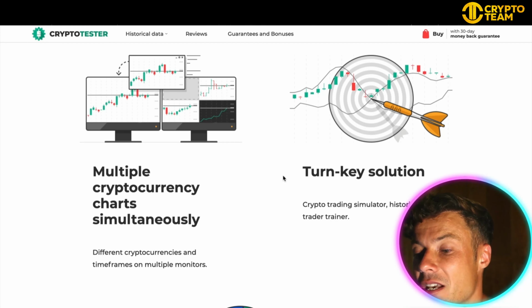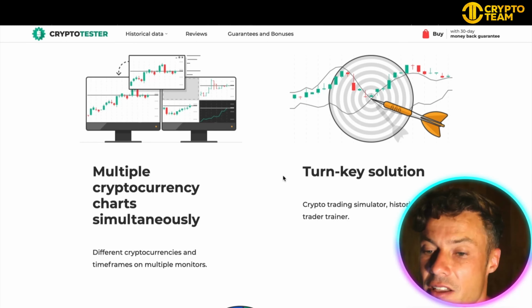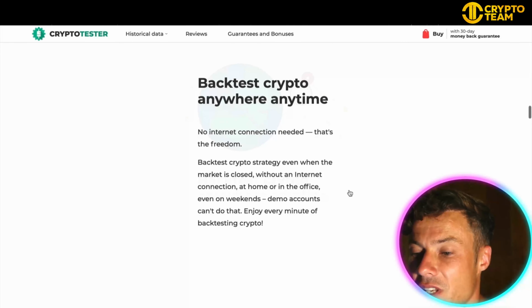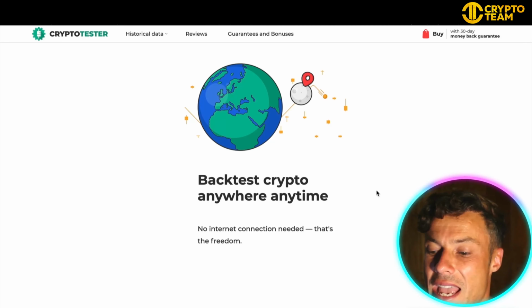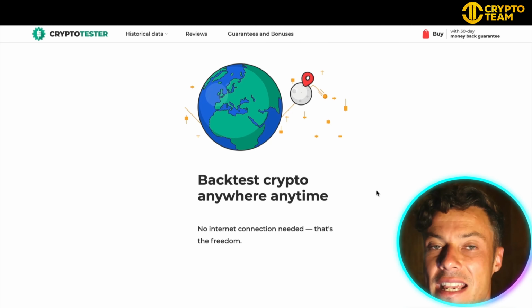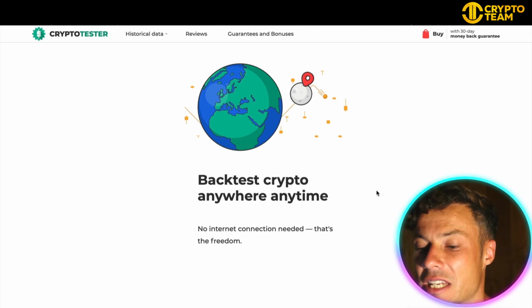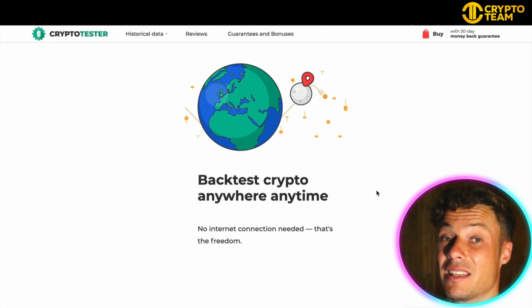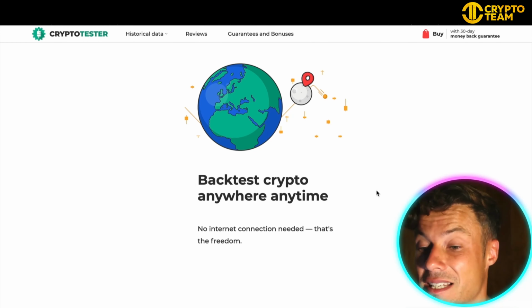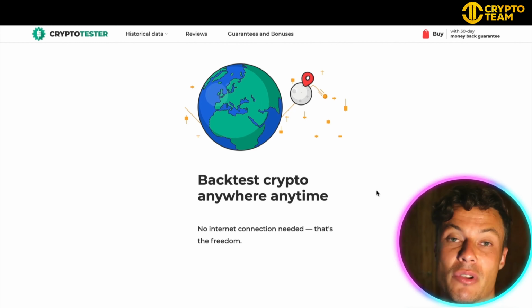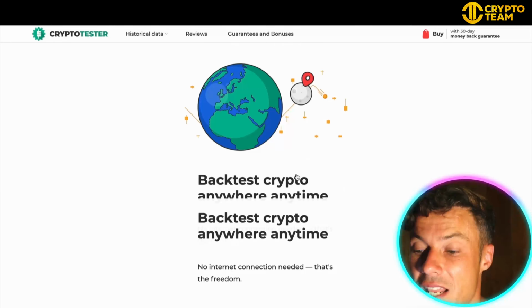as well as a turnkey solution where you can use historical data for tons and tons of different cryptos. And you can backtest anywhere, anytime. You don't even need an internet connection, so perhaps you can download the data, you can get on a flight and you can sit there for 6 hours and you can do your backtesting while doing sort of monotonous things like traveling, and then really make the most of that opportunity to really up your trading game.